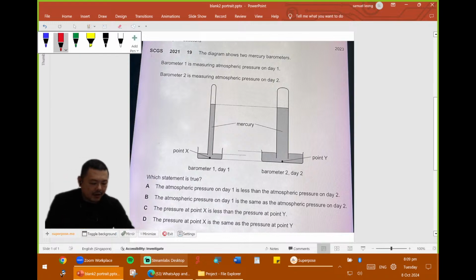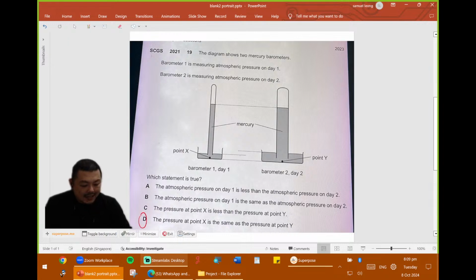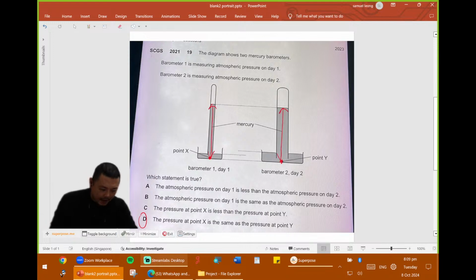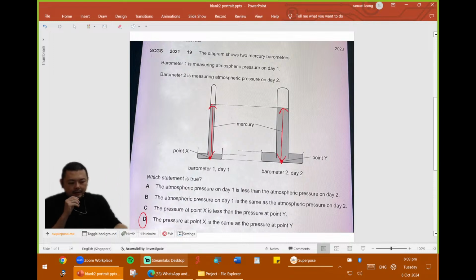So let me try again. The answer is D, because point X and point Y simply have the same height of mercury above that very point. The diagram shows you the same height, and same height means same pressure.